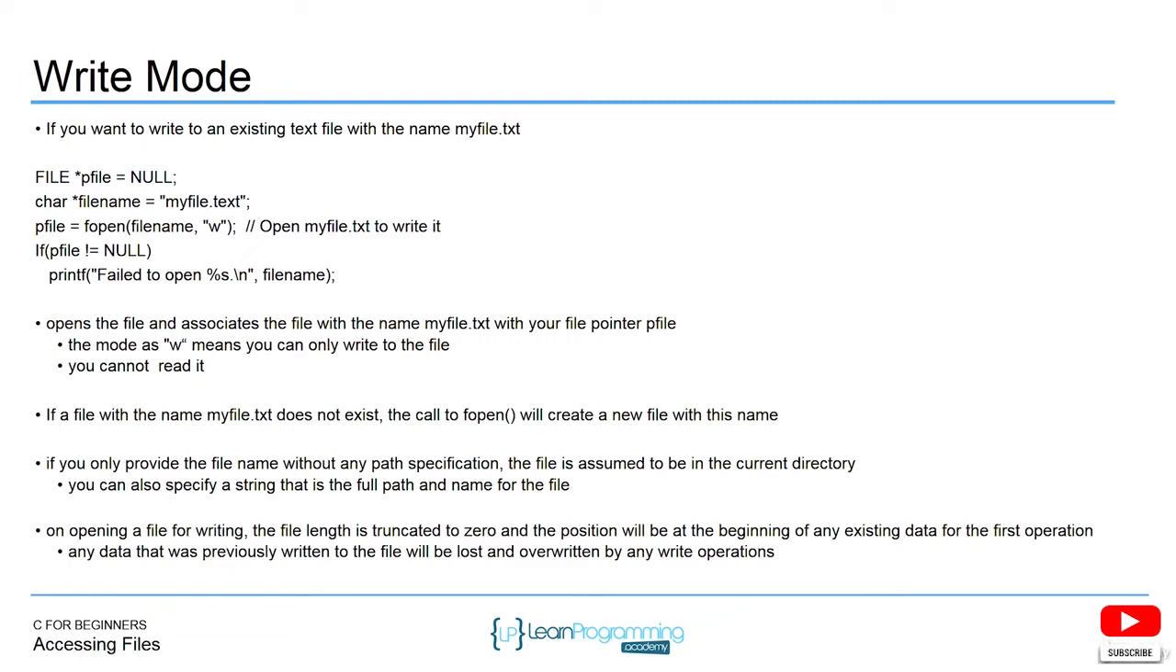So on opening a file for writing, the file length is truncated to 0, and the position will be at the beginning of any existing data for the first operation. Any data that was previously written to the file will be lost and overwritten by any write operations. Okay? So again, without providing the plus on it, it just means you can't read. This is write only. W is write only. W plus means you can read and write.